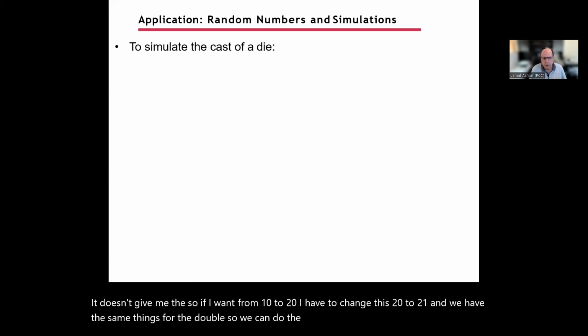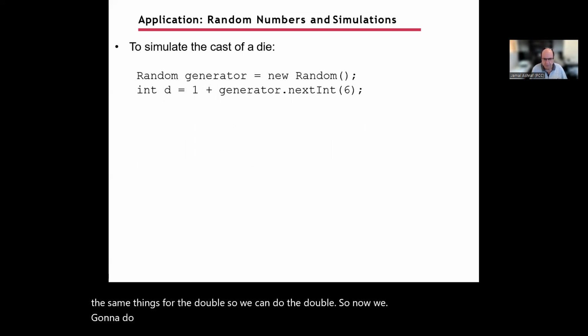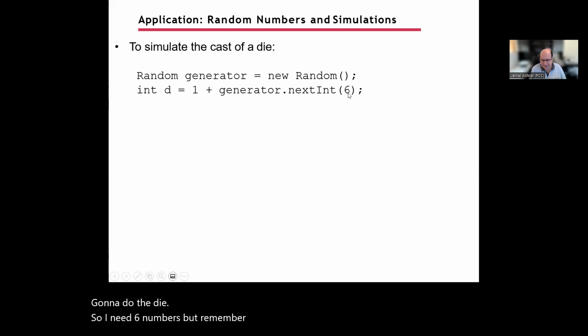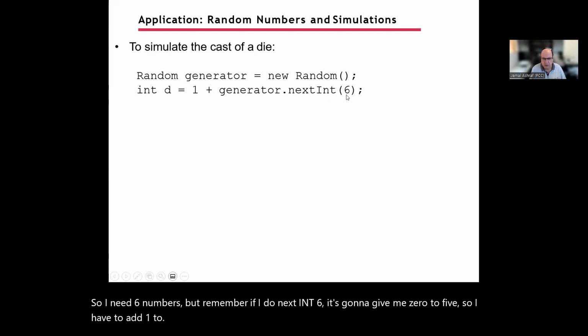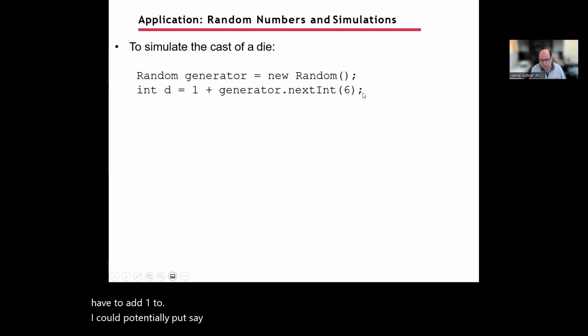So now we're going to do the die. So I need 6 numbers, but remember, if I do nextInt 6, it's going to give me 0 to 5. So I have to add 1 to it. I could potentially put, say, 1 to 7, but that's another alternative to doing the same thing.